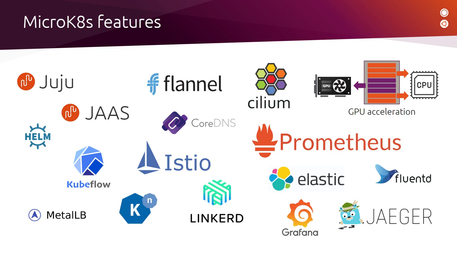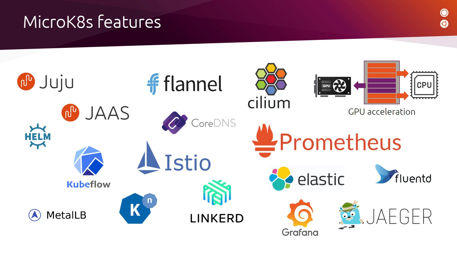Here, you can see the complete set of features and add-ons that are currently supported by MicroK8s. Use Juju, Jaas, or Helm to automate operations. Use DNS, Ingress, Flannel, and Cilium for your project's networking. Use GPU acceleration for your deep learning projects, and if you're an AI/ML geek, combine it with Kubeflow as your home edition high-performance computer. Use Istio or Linkerd for service mesh and MetalLB for load balancing. Use Knative to write serverless applications. And if you need logging and monitoring for your projects, we have a full toolbox that includes Prometheus, Grafana, Elastic, FluentD, Kibana, and Jaeger.